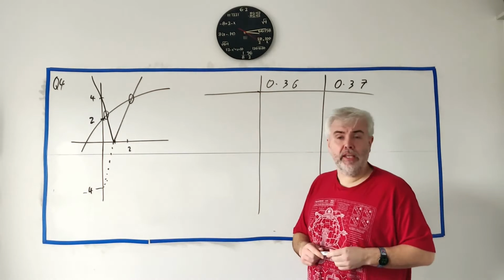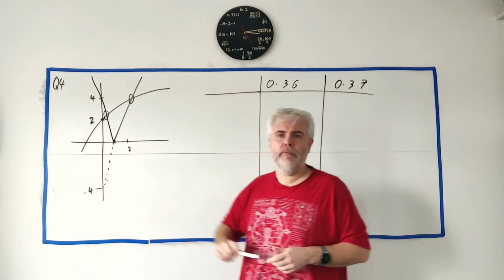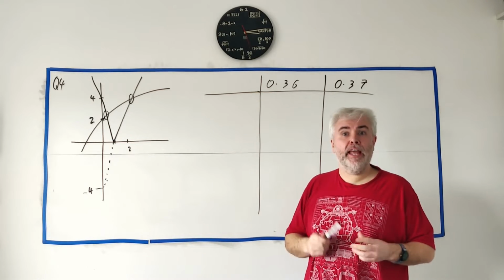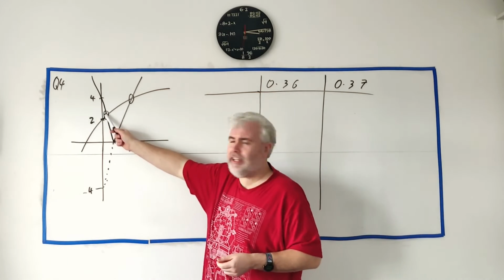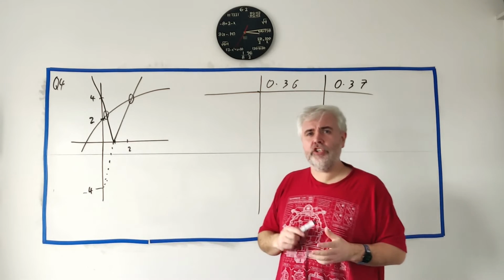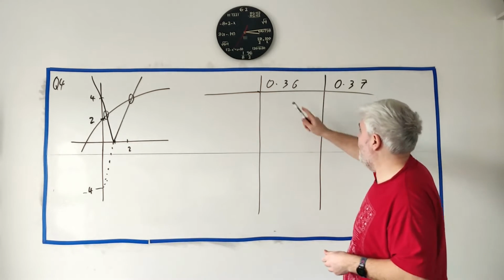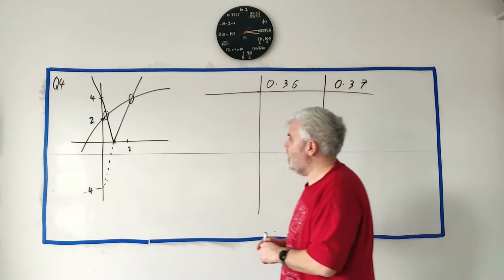Okay, for part B, they first tell us that these 2 roots, these 2 points here, are named alpha and beta, where alpha is less than beta. So this guy here is alpha. It doesn't really matter for this question. They just say, show by calculation that alpha lies between 0.36 and 0.37.